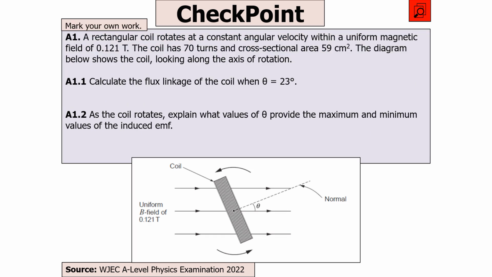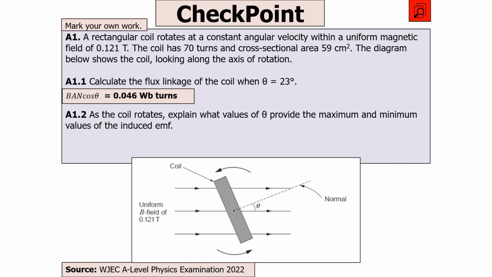Right, in this first one, what's flux linkage? BAN cos theta. Popping all the values through. Now remember, you've got 70 turns, so that's going to help you with that one. Now remember, cross-sectional area, we go from centimeters squared to meters squared, so it's times 10 to the minus 4.